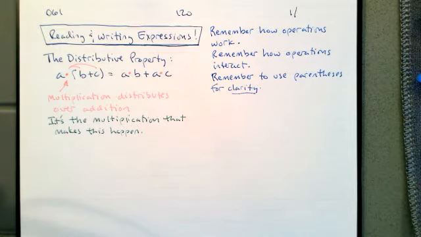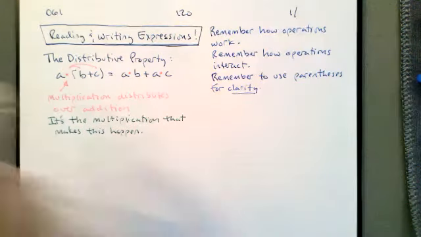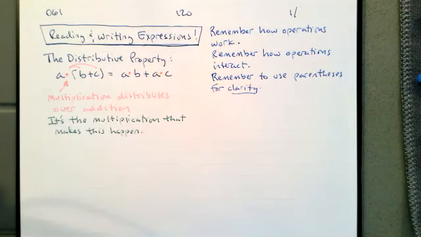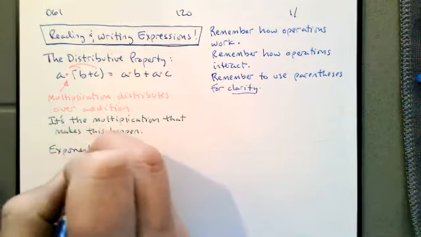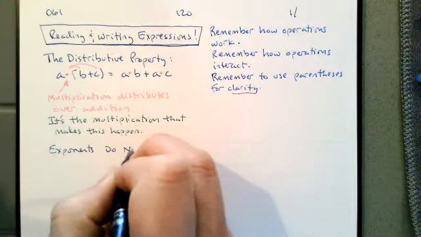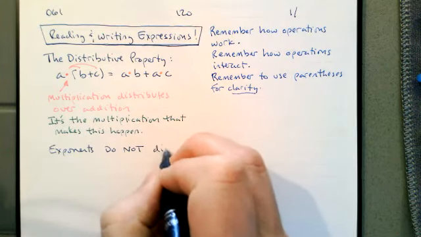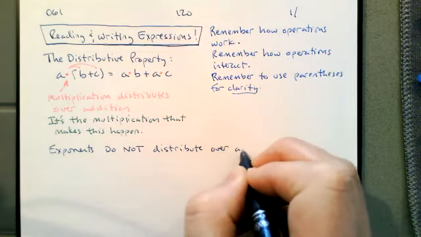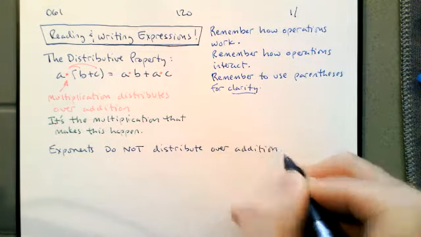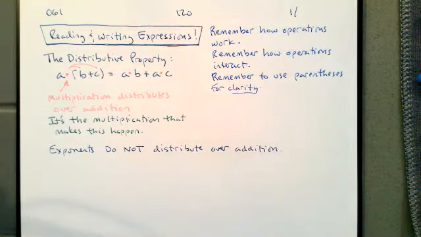Here's the reason that we care about this. We don't want to think that it's just the presence of parentheses that allows us to distribute things, because there are a lot of operations that don't distribute over addition, like all the other ones. So exponents do not distribute over addition.